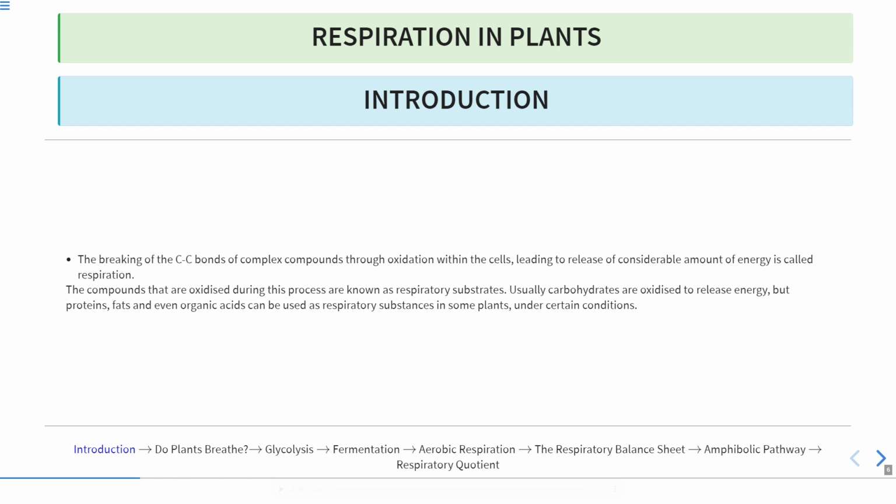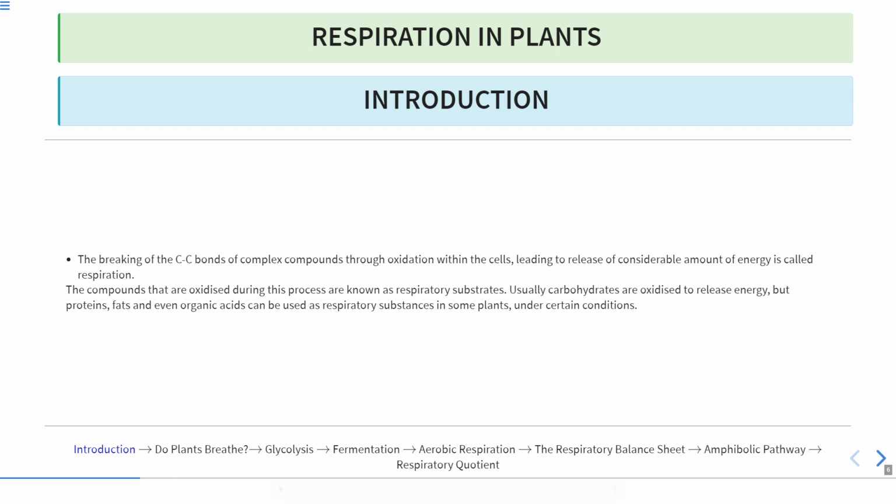So glucose, a 6 carbon compound, C6H12O6, has carbon-carbon bonds. When these carbon-carbon bonds are broken down through the oxidation process, that means in the presence of oxygen, that is why it is the oxidation within the cell. The carbon-carbon bonds are broken down, leading to the release of a considerable amount of energy, and that is called respiration.